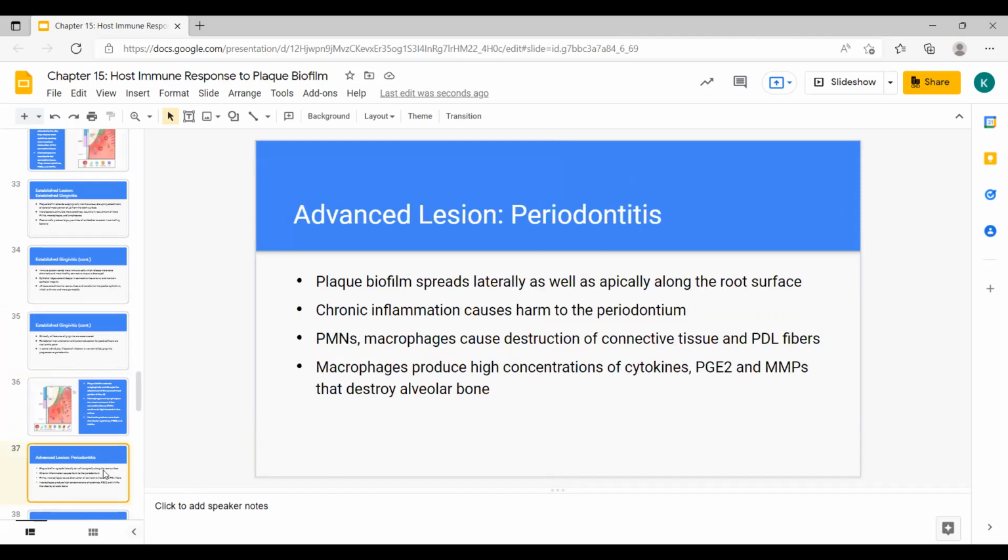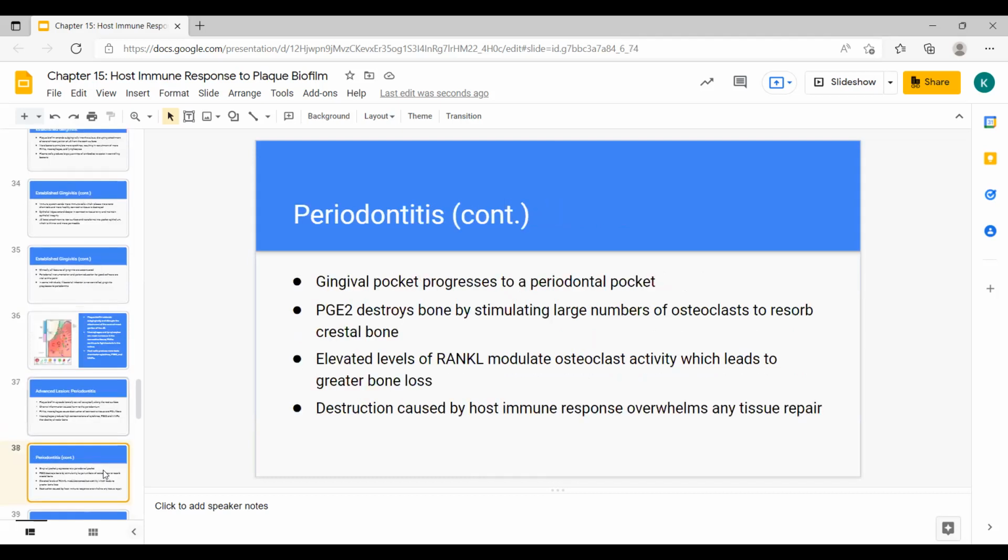But once we're to the established lesion, okay, that is where we have periodontitis, okay? The plaque biofilm spreads laterally as well as apically along the root surface, and the chronic inflammation causes harm to the periodontium. Our PMNs, macrophages, those cause destruction to the connective tissue and PDL fibers. The macrophages produce high concentrations of cytokines, prostaglandin E2, and MMPs that destroy the alveolar bone, okay?